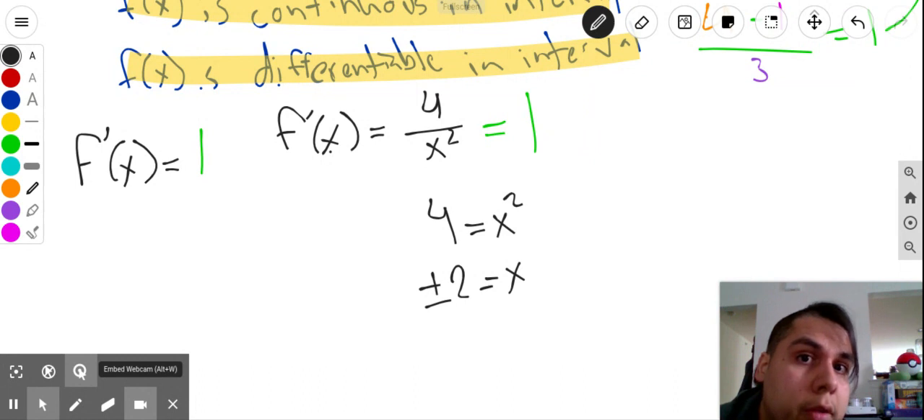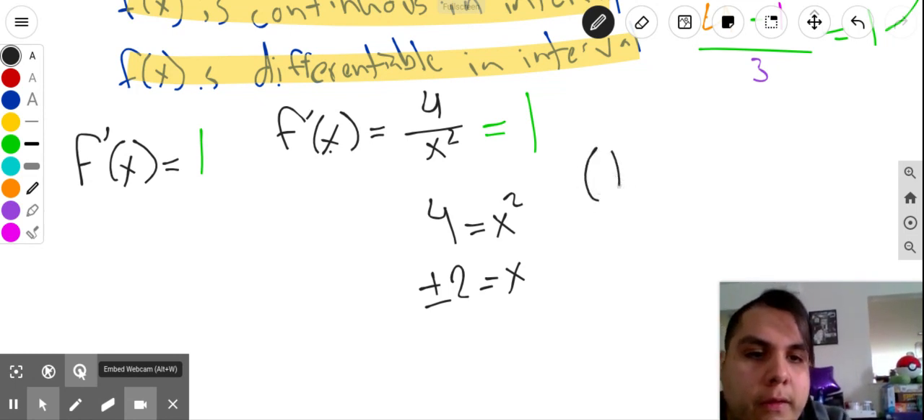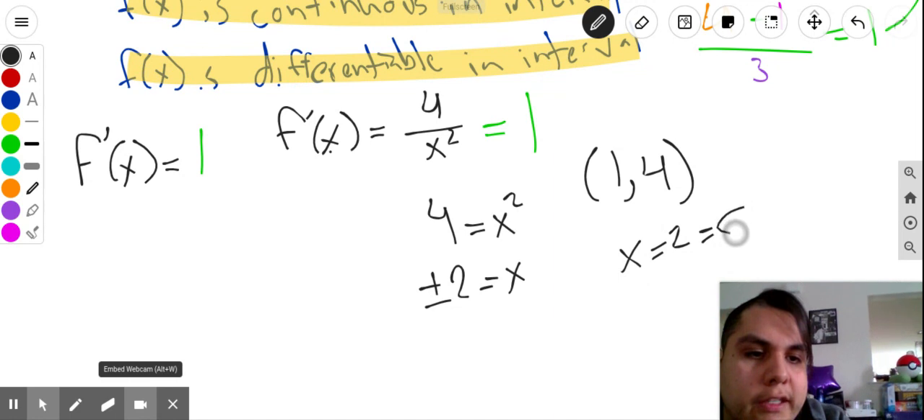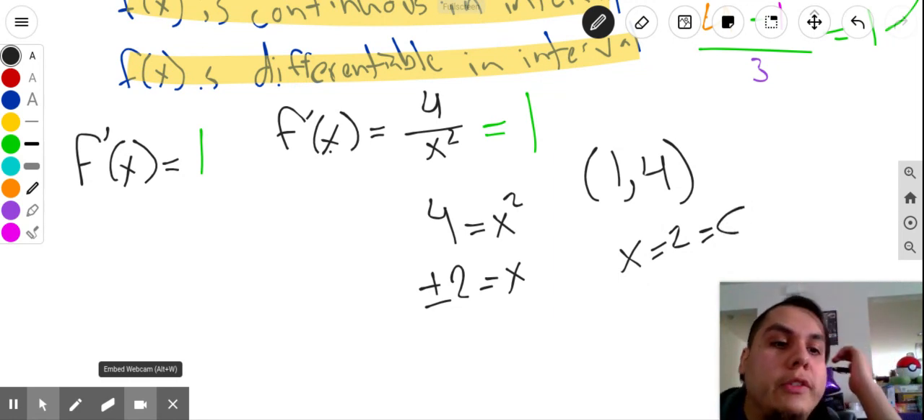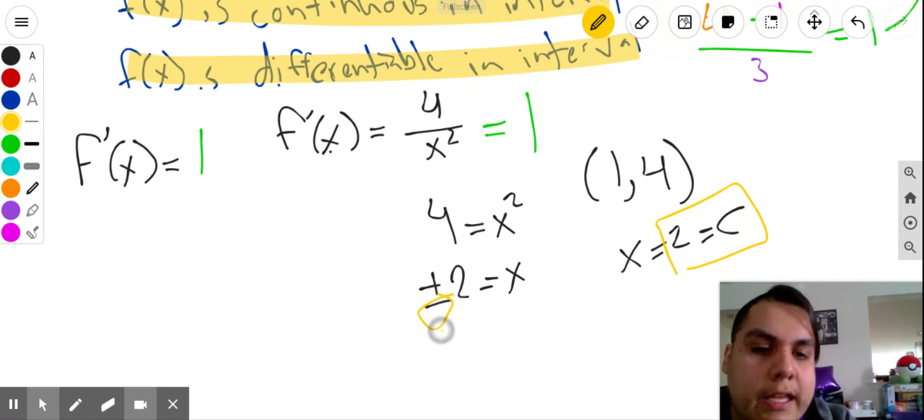However, the mean value theorem states that my answer should be in the interval that I located. And the interval that was given to me was 1, 4. So, according to the MVT, my answer should be that x equals 2, but we're going to call that c because that's the variable they use to distinguish it from x. Let's talk about this specific situation. The negative 2 is not in the interval. So I don't use that.